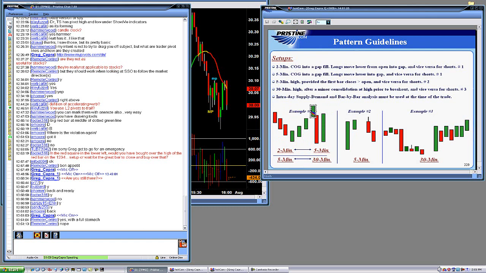We don't want to buy 30-minute highs that form like this. It's already been running up. We should have been getting in down here.